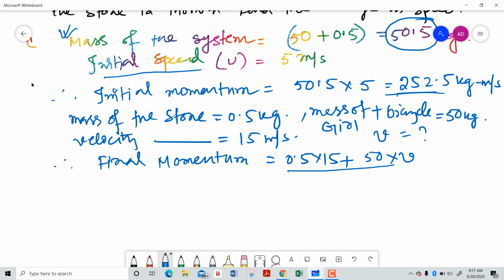So can I write that 0.5 multiplied by 15 plus 50 multiplied by v is equal to 252.5? So just solve it and give me the answer. What can be the answer, everyone?